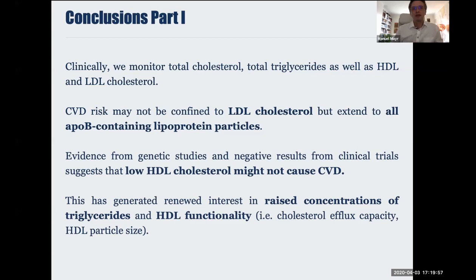It's a completely different story for HDL cholesterol. HDL cholesterol is a very promising biomarker, but now evidence from genetic studies, as well as the negative results from clinical trials, would suggest that low HDL cholesterol is not causal for cardiovascular disease. And this has generated a renewed interest, on one hand, in triglycerides, on the other hand, in HDL functionality. There's a very nice example from Dan Rader's group, where they now look at cholesterol efflux capacity rather than HDL cholesterol. And as I've shown you with the NMR measurements, investigators are looking at the different HDL particle sizes.